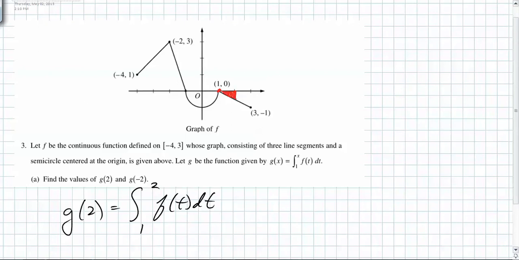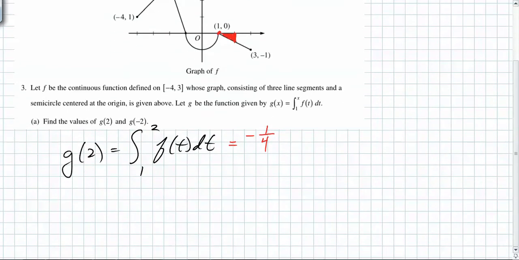Anybody have that area right there? Is it going to be positive or negative? Negative. It's a triangle with a base of 1 and a height of a half. A half times 1 times a half. What is that? Negative what? Negative 1/4. A half times 1 times a half. Negative 1/4. Good. The next one says g of negative 2.